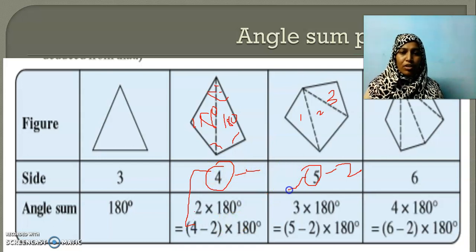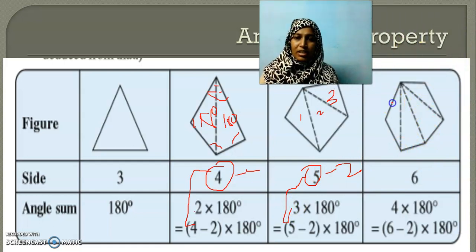Here 5 minus 2. So when I talk about the polygon which has 6 sides, 1, 2, 3, 4, 5, 6, we have 6 sides. How many triangles do I have? 1, 2, 3, 4. So how did I get 4? 6 minus 2, isn't it?